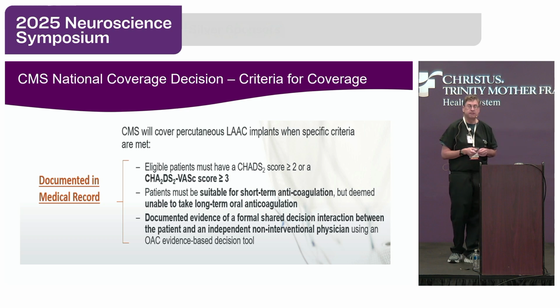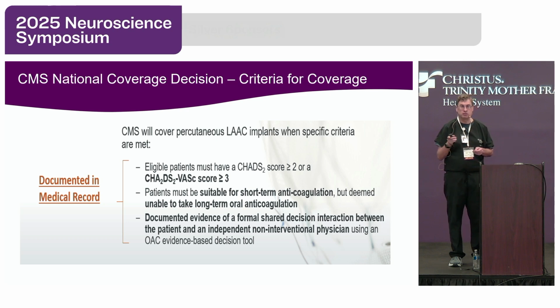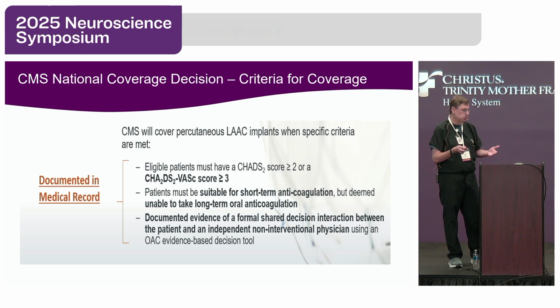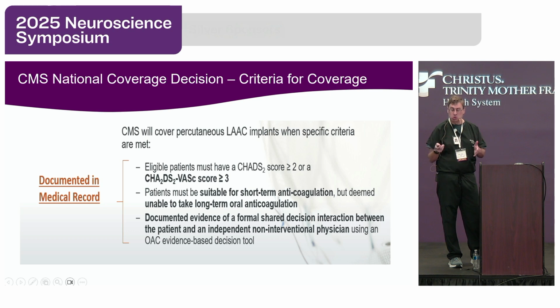So that's a little bit different than the National Coverage Decision, which was a CMS publication in 2016, and they require a CHA2DS2-VASc score of 3 or higher, which can pose challenges for male patients that have a CHA2DS2-VASc of 2. They insist on it being 3, so there's a little bit of a dilemma there. And then they also have to be suitable for short-term anticoagulation, because these patients will have to be on a short-term blood thinner while the device endothelializes, so you don't get a blood clot on the face of the device.